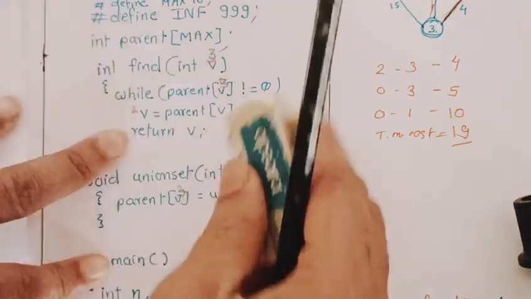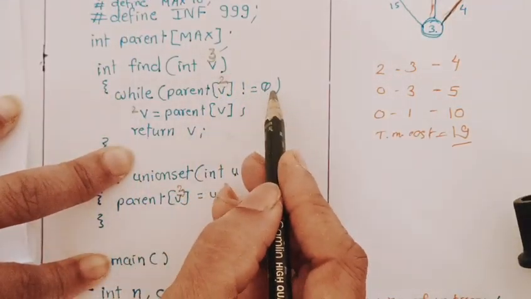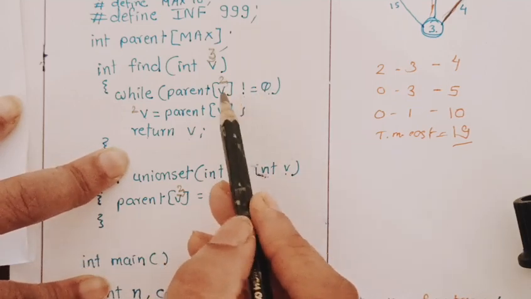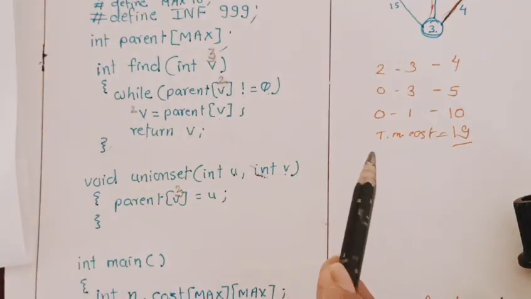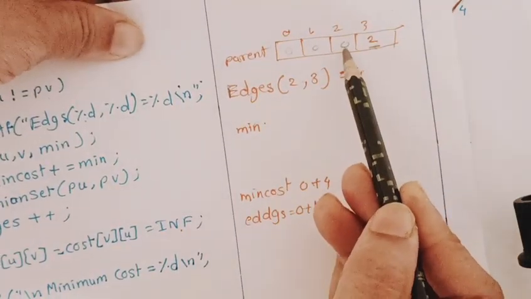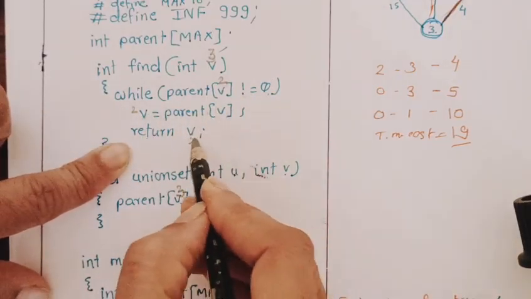So now we have to check what the v value is. It is 2. Parent of 2 is what? Not equal to 0. Okay. Parent of 2 is 0 now. So we can't execute this statement, and we are directly returning 2 here. Okay, we are returning 2 here.